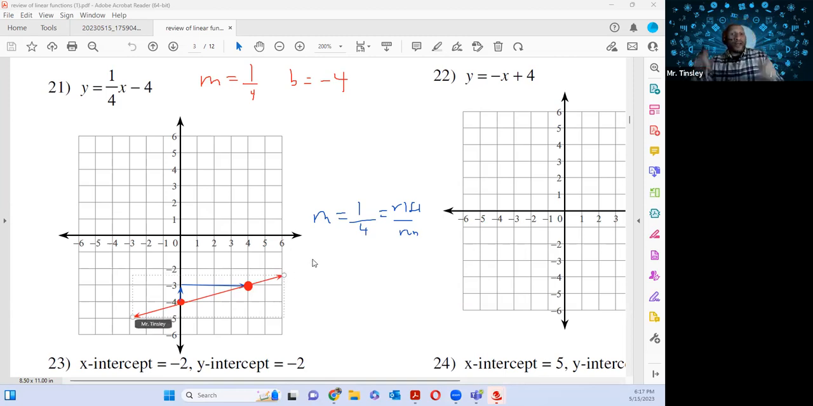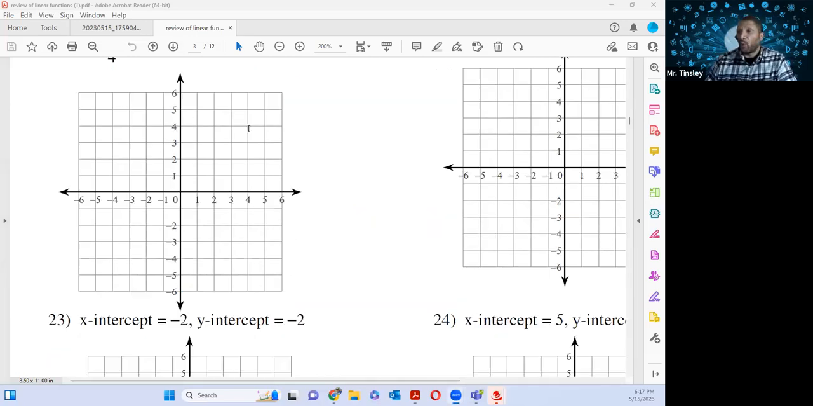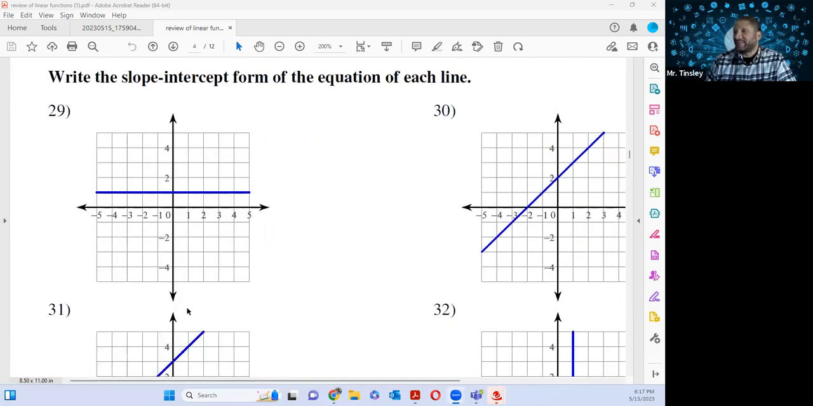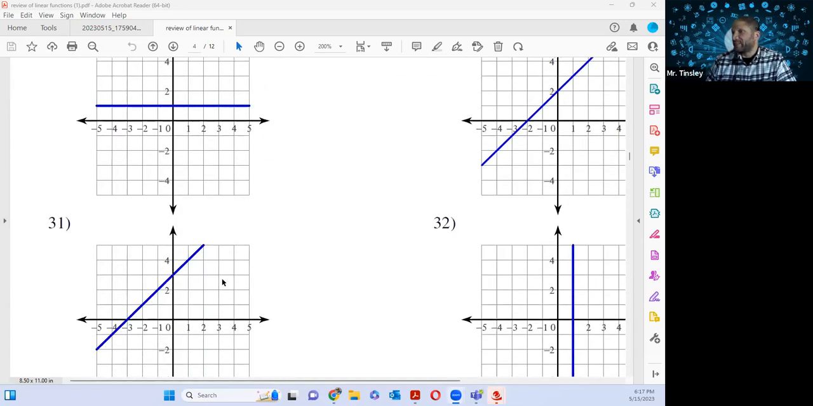Okay. Now, are they going to ask you to graph? No, they're not going to ask you to graph. What they're going to do is give you an equation of a line and you have to select the graph. But be able to identify what the slope is and what the y-intercept is.